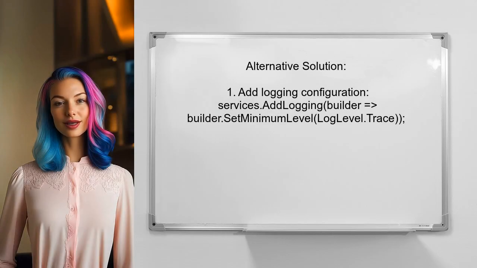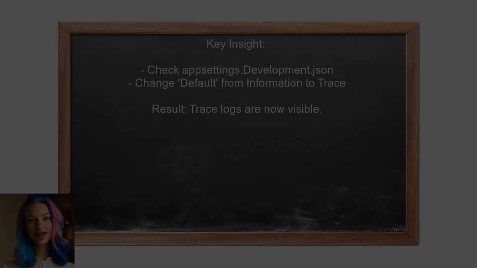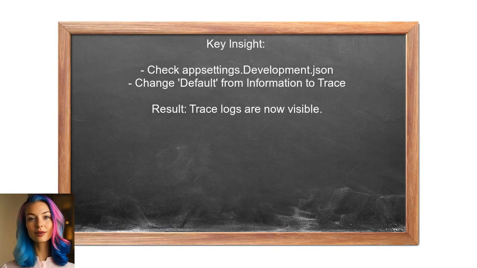An alternative approach, shared by another user, involves adjusting the logging level directly in your service configuration. They suggest adding a line of code to set the minimum logging level to trace. They discovered that the issue was due to the appsettings.development.json file, which was set to Information. After changing it to Trace, they were able to see the trace logs.